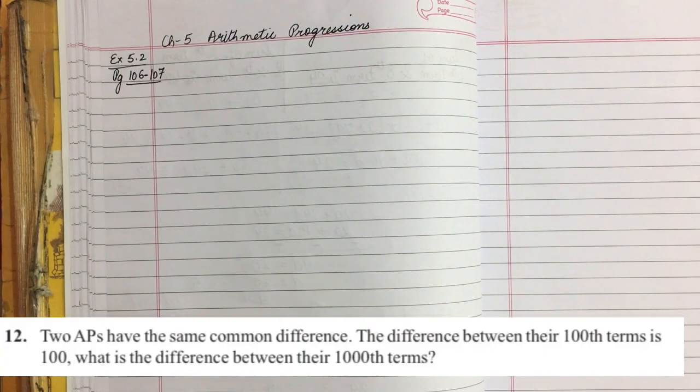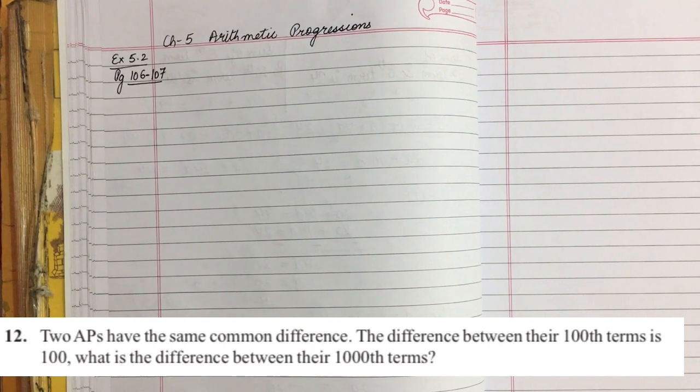Two APs have the same common difference. The difference between the 100th terms is 100. What is the difference between their 1000th terms? So let's start by considering two different arithmetic progressions. We are being given that their common difference is the same. So we will represent these arithmetic progressions in different ways, but we will take the common difference the same.